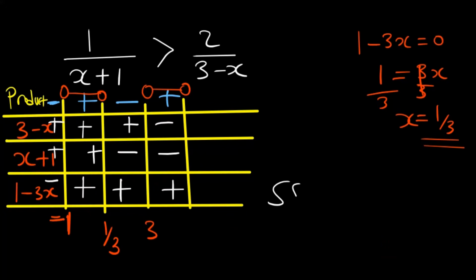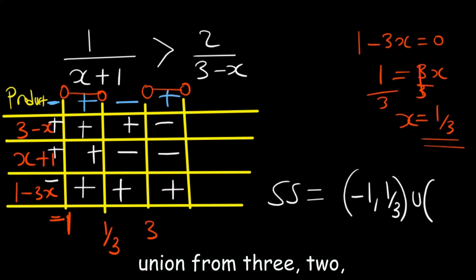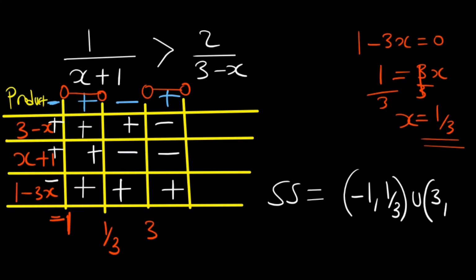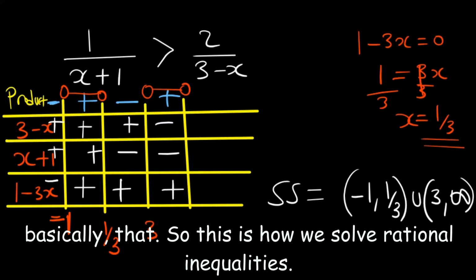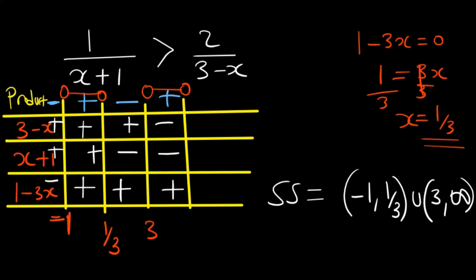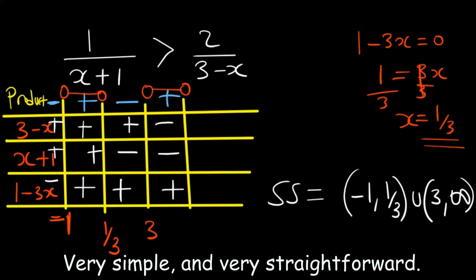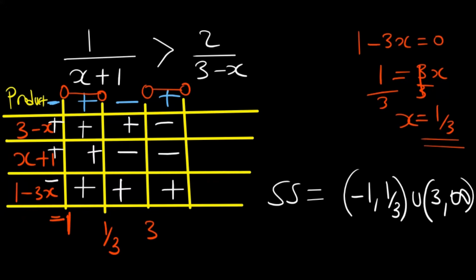So our solution set will be equal to, from negative 1 to 1/3, union from 3 to positive infinity. We're going all the way to infinity for this one. Yes, basically that. So this is how we solve rational inequalities. Very simple and very straightforward.